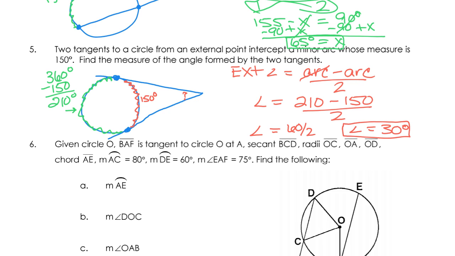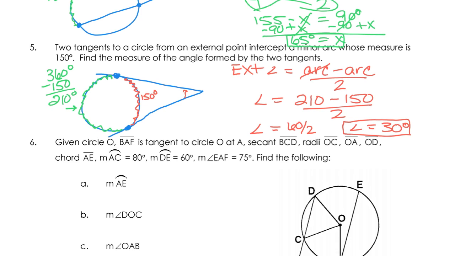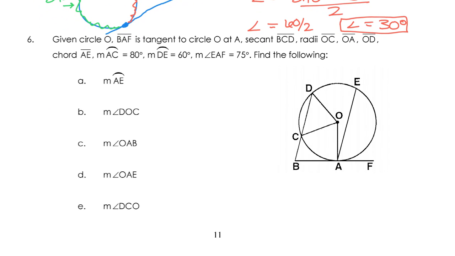All right, one last question down here. It's like a big one. It says given circle O, BAF is tangent, secant BCD, radii OC, OA, and OD, chord AE, and here's the good stuff. The measure of arc AC is 80 degrees. The measure of arc DE is 60 degrees. And angle EAF is 75 degrees. They want us to figure out the measure of arc AE.